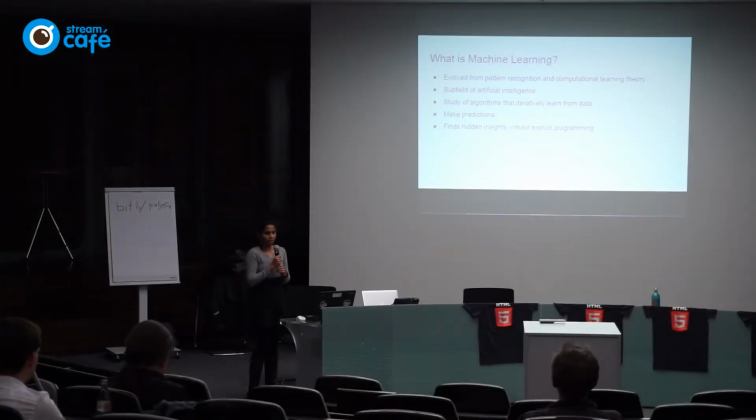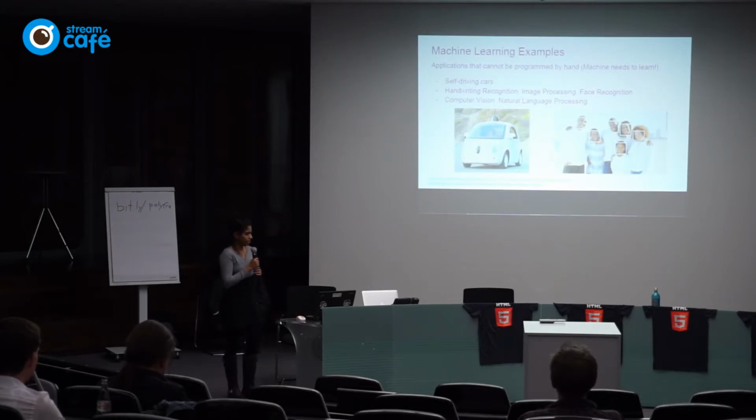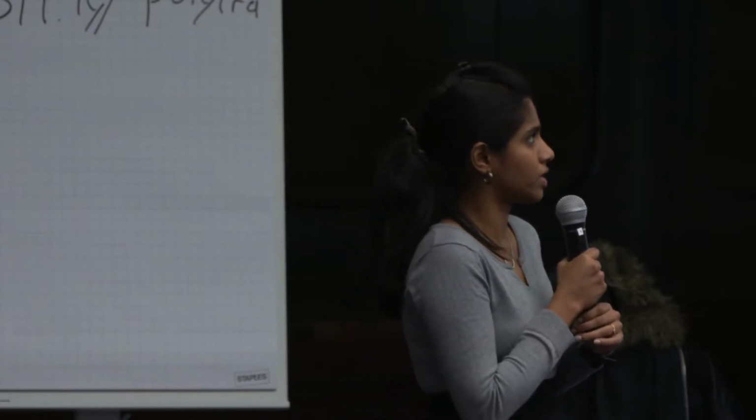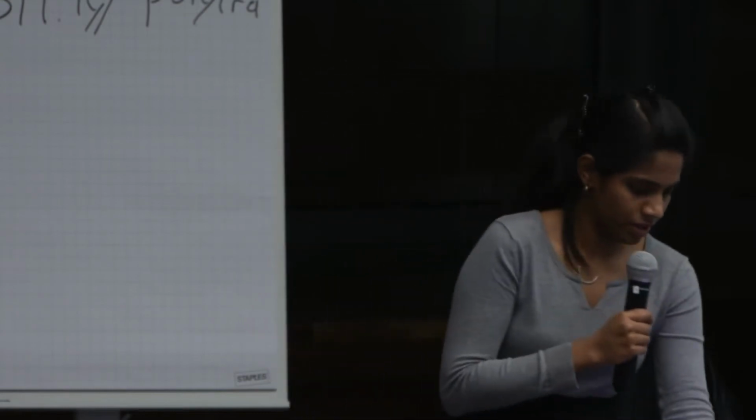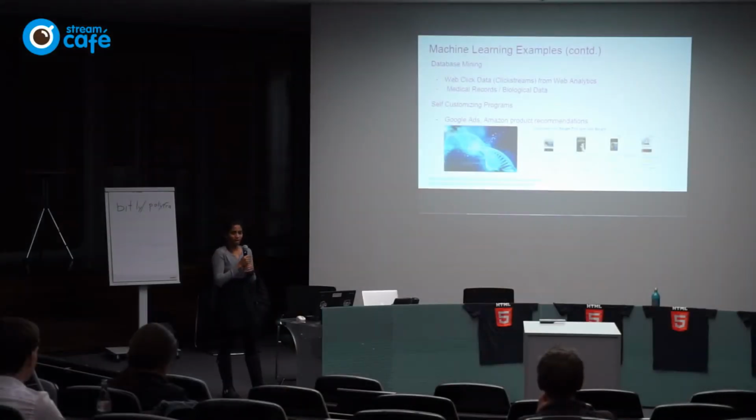So we look into examples to get a better insight into what type of problems machine learning could solve. Some of the examples are applications that cannot be programmed by hand, like self-driving cars, automated helicopters, etc. For implementing these types of applications, the machines need to learn how it works. Another two problem areas which could be solved are database mining. Nowadays we have Google Analytics, which has a lot of clickstream data, and it can predict user behavior based on this data. Also medical records, like DNA and genome data. Machine learning is used extensively in these fields.